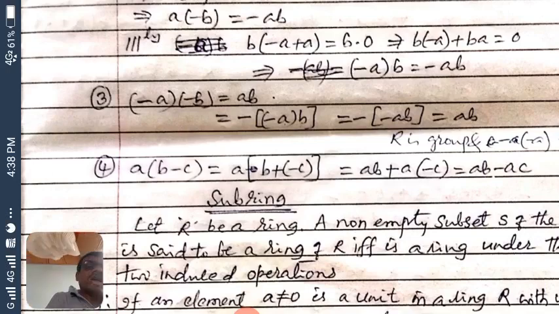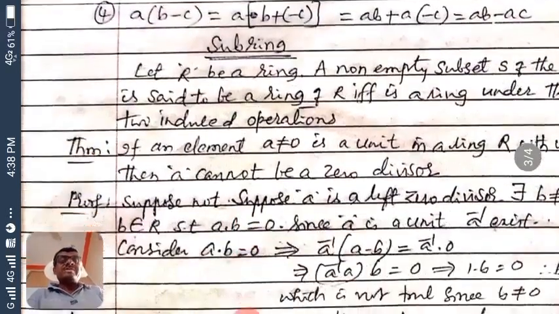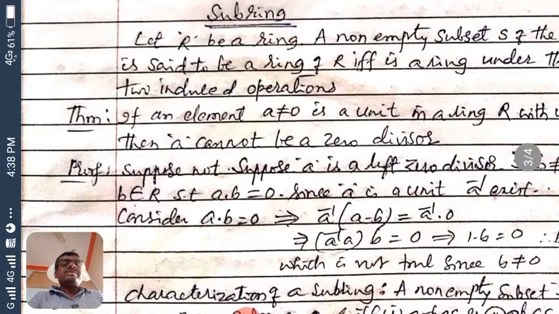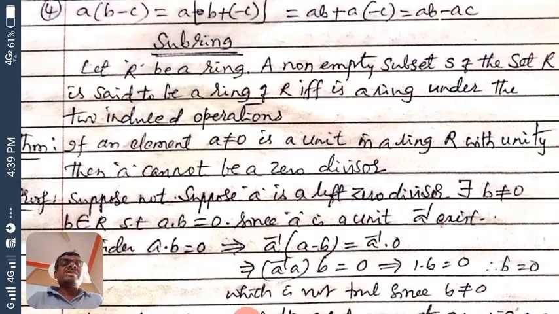With the help of the definition of a ring, what is a subring? Its meaning is, let R be a ring, a non-empty subset S of the ring R is said to be a subring of R if and only if S is a ring under the two induced operations. With the help of this definition, one of the theorems is: take an element A, of course A is non-zero, a unit in a ring R with unity, then A cannot be a zero divisor.